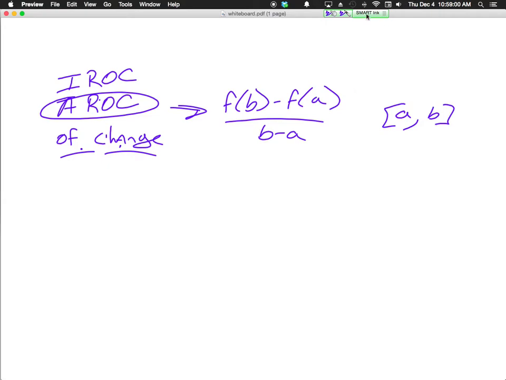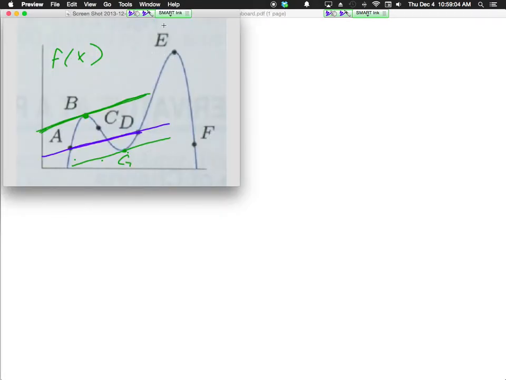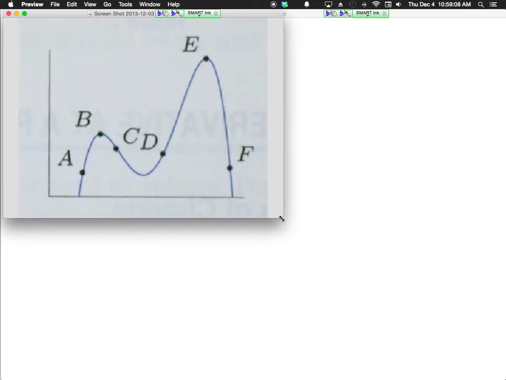Outstanding. So let's look at a graph and see what it is we're talking about. All right, we'll use different ones. So let's say all of these are just x values.